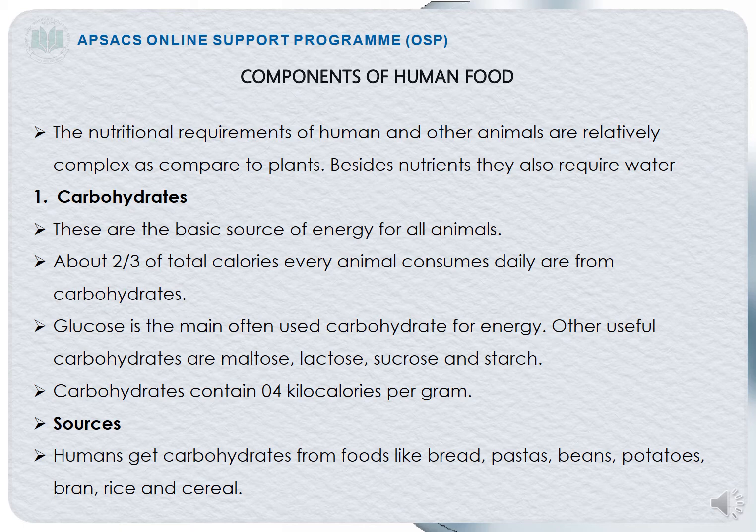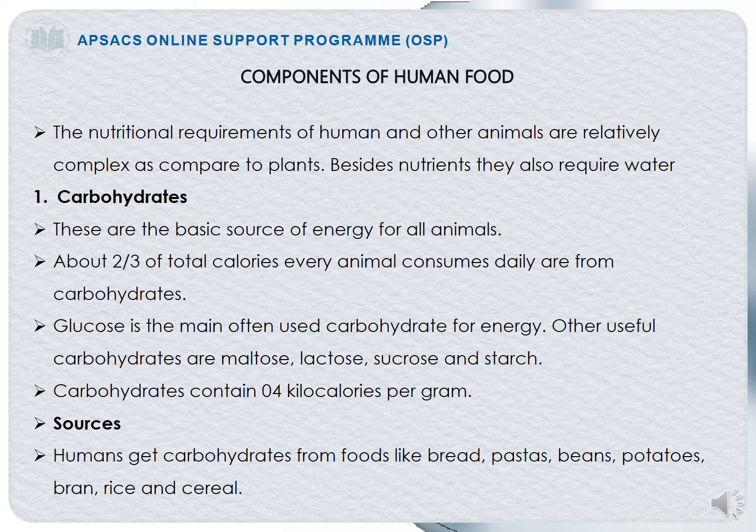So the nutritional requirements of humans and other animals are relatively complex as compared to plants. Besides nutrients, they also require water. So if we are discussing the nutrients, the basic nutrients are carbohydrates, lipids, proteins. These are the basic nutrients that we require in our diet. So first we will be discussing the carbohydrates.